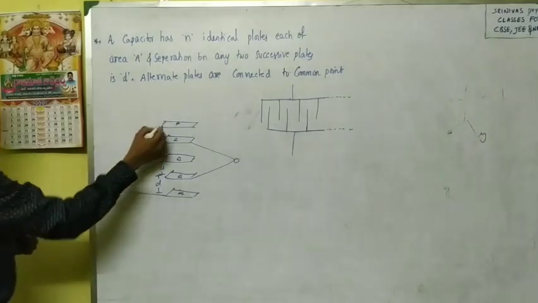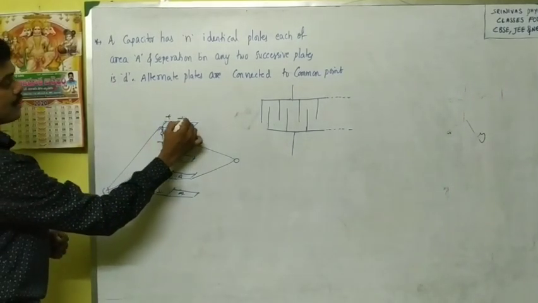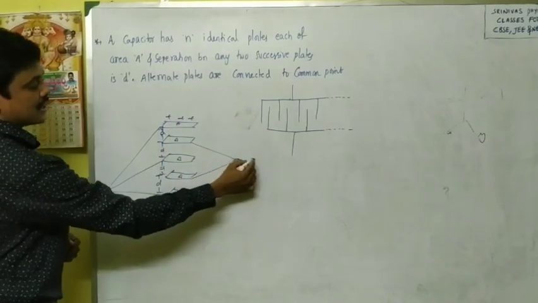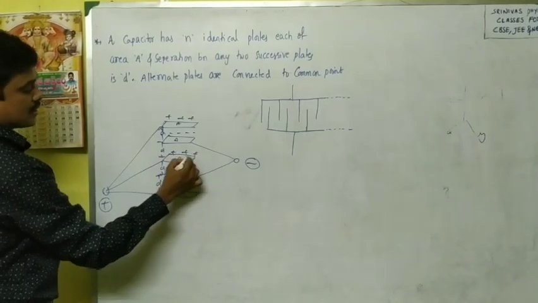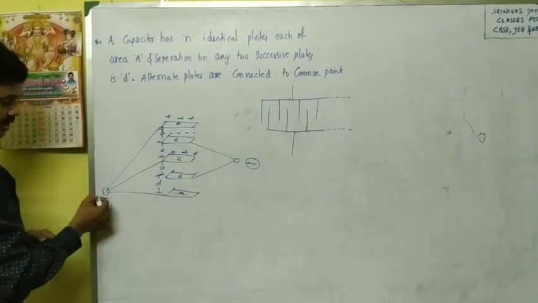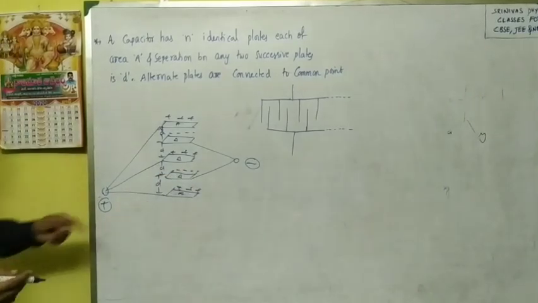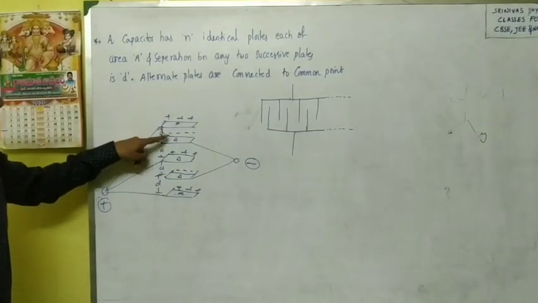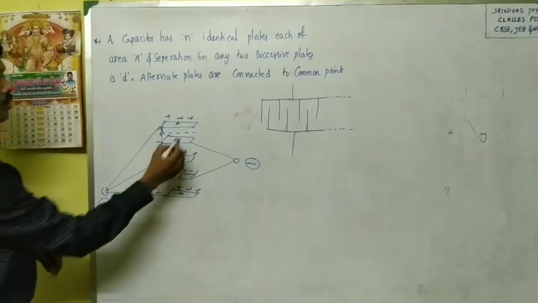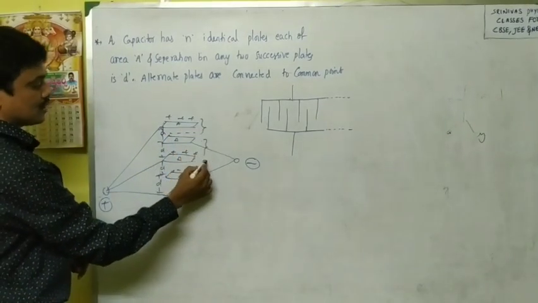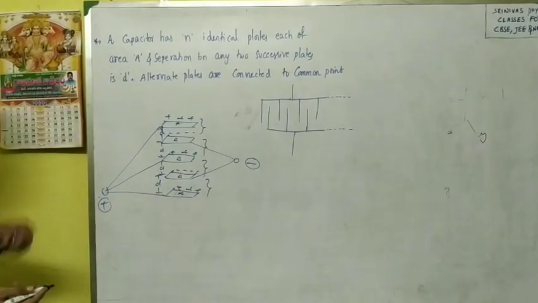Here alternate plates are connected together. For example, if one gives plus, this will become plus plus plus, and if this is minus, then it will become minus minus minus, right? This is plus because it is connected to plus, and this is also connected to plus, and this is minus. Here how many plates are there? 1 2 3 4 5 plates are there. How many capacitors are forming? 1 2 3 4. That means 5 plates are forming the 4 capacitors.